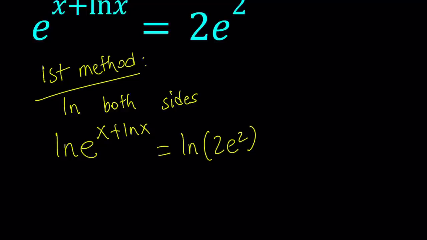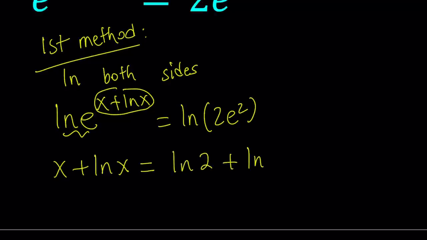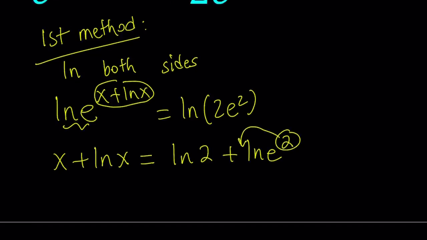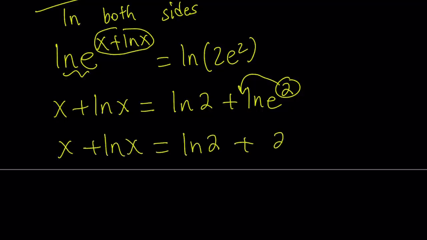Now, using the properties of logarithms, we can go ahead and move this to the front, and that gives us x plus ln x multiplied by ln e, which is equal to 1. So we don't have to worry about it. And the expression on the right hand side can be broken down into a sum. So we can write this as ln 2 plus ln e squared. And this power can be moved again, which gives us 2 times ln e, which is equal to 2. So we can basically write this as x plus ln x equals ln 2 plus 2.